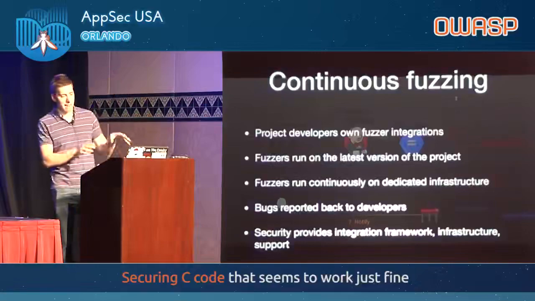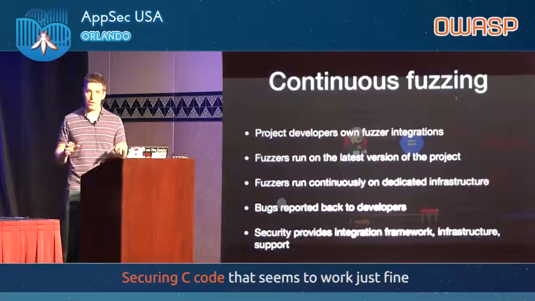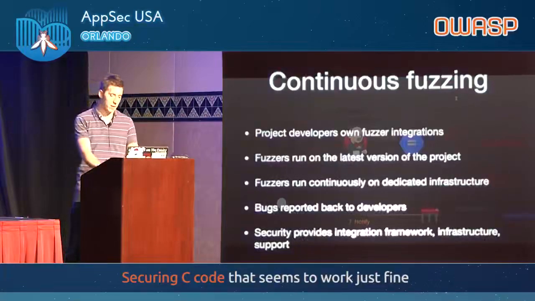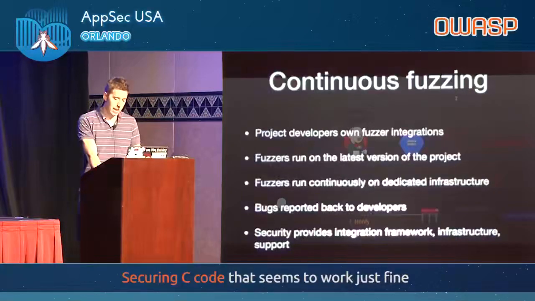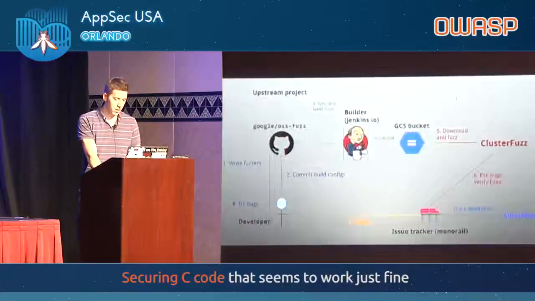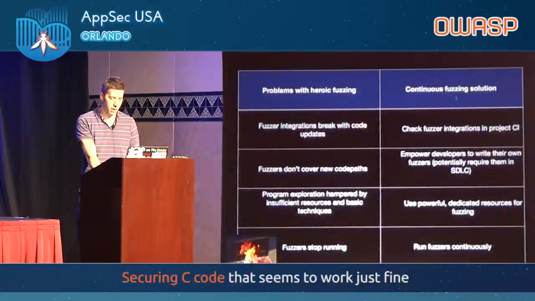The bugs get reported back to the developers, and that way security can really focus on providing a good integration framework and running the infrastructure and also supporting developers. And so this solves a lot of the problems with heroic fuzzing kind of intuitively.